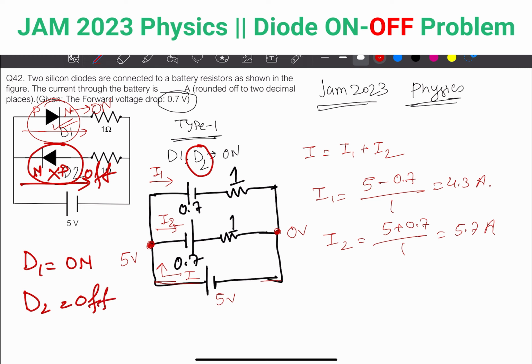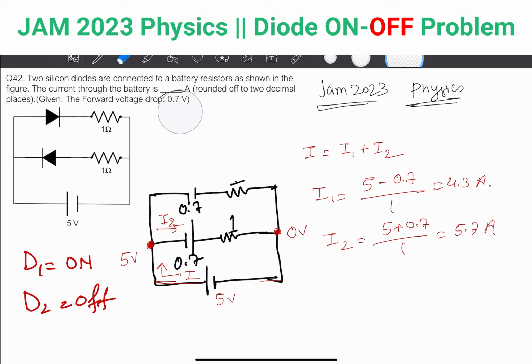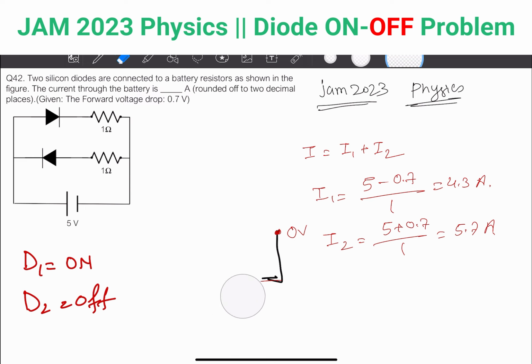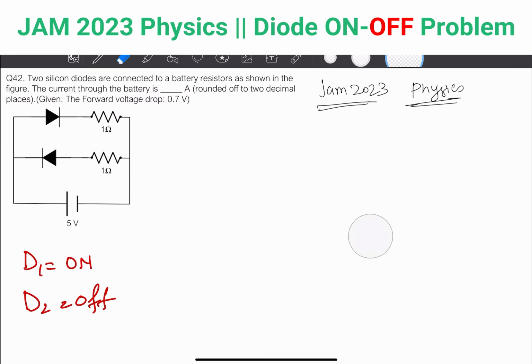Okay, you understand? So first we need to assume, then we need to calculate the current, and see whether that assumption is true or not. If not, then just change it. So let's calculate the current again by redrawing the circuit. This is on, right? And this is off. Off means the open circuit.